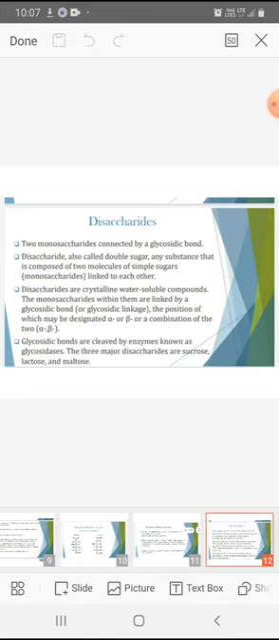Next, disaccharide: two monosaccharides connected by a glycosidic bond. The disaccharide is also called a double sugar. It is any substance composed of two molecules of a simple sugar linked to each other. Disaccharides are crystalline water-soluble compounds. The monosaccharides within them are linked by a glycosidic bond, the position of which may be designated alpha or beta, or a combination of the two, alpha beta. The glycosidic bonds are cleaved by enzymes known as glycosidases. The three major disaccharides are sucrose, lactose and maltose.